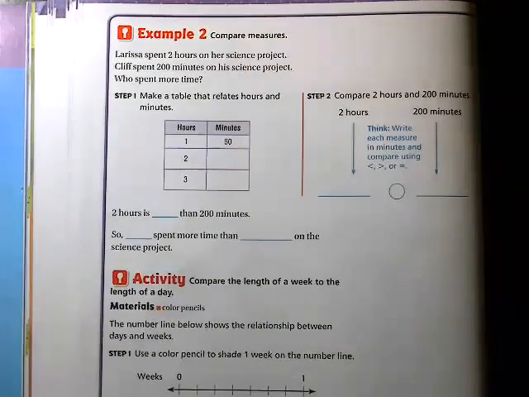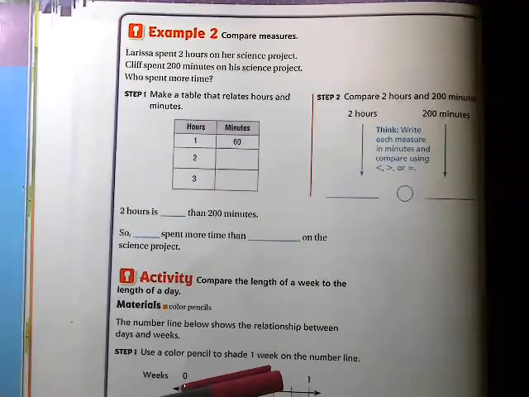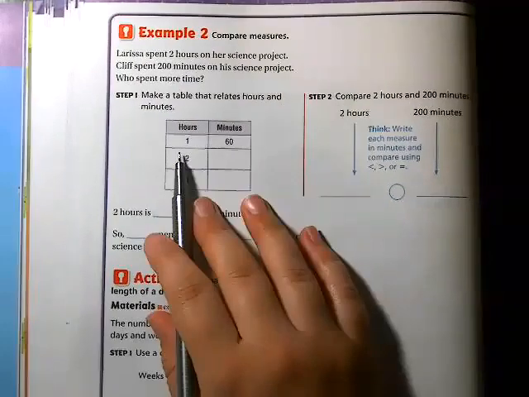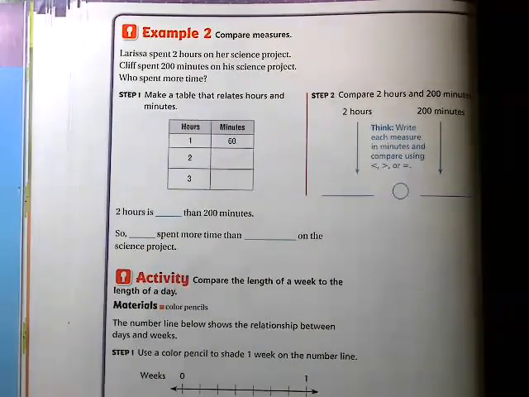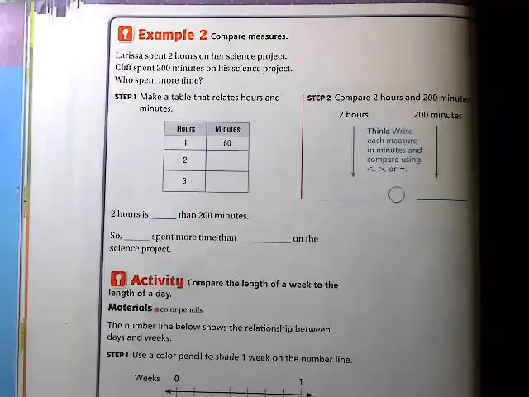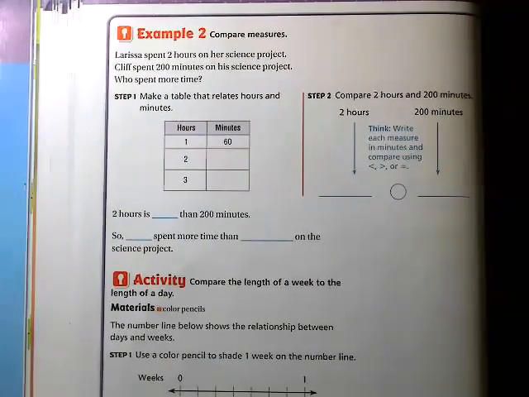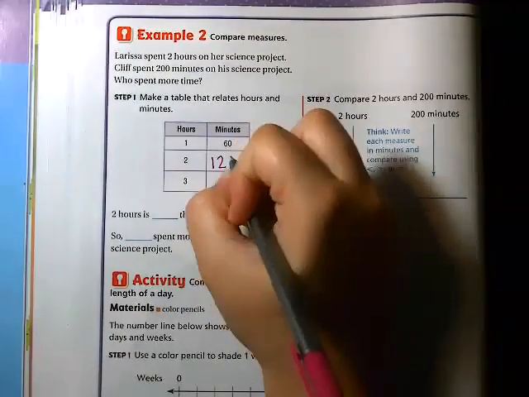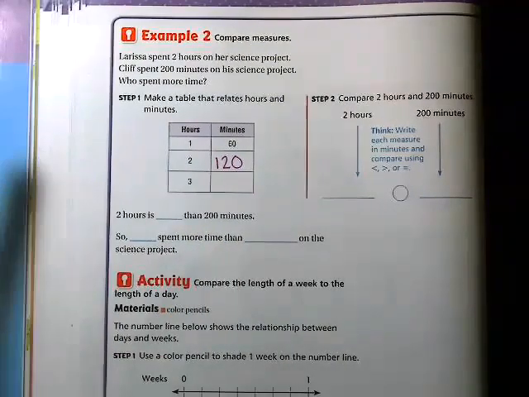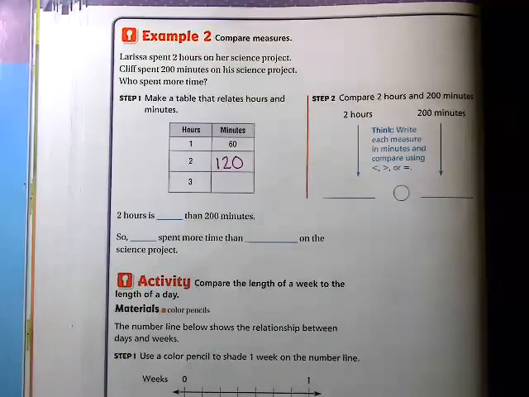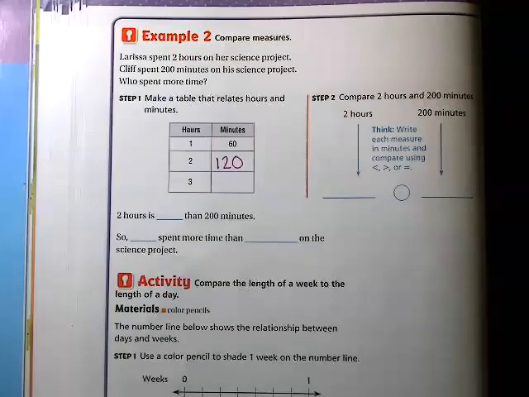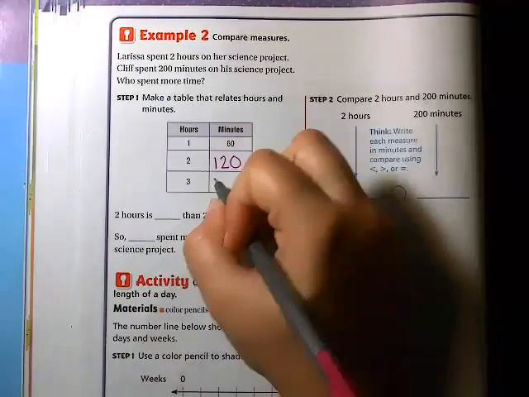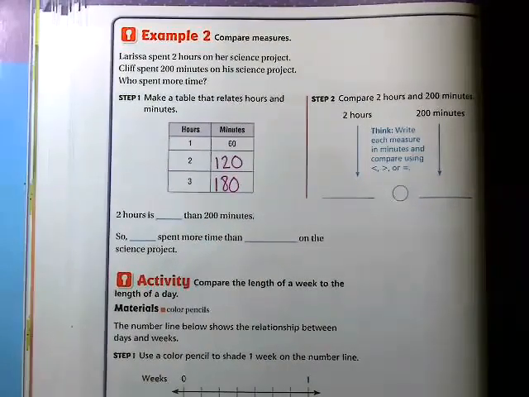First step says, make a table that relates hours and minutes. So we know there are 60 minutes in 1 hour. So in 2 hours, we would do 2 times 60, or we could do 60 plus 60. So what would we get if we do 60 times 2? Good. 2 times 6 would be 12, and attach our 0 on the end. Now, what is 3 times 60? Good. 3 times 6 is 18, and attach a 0 on the end.